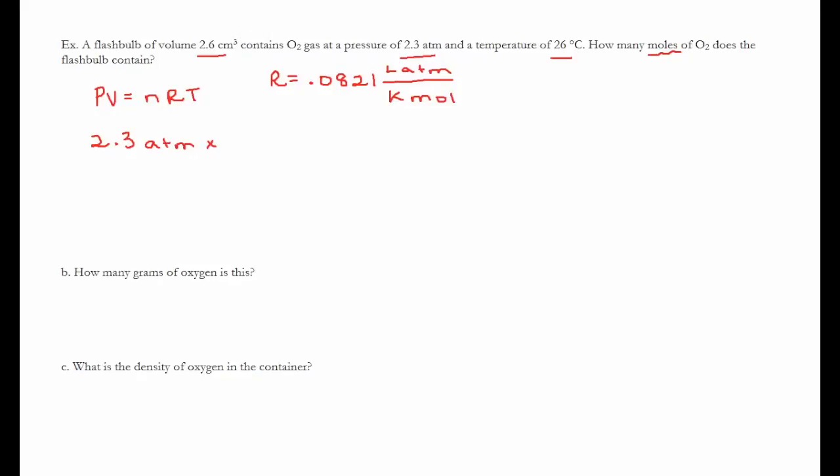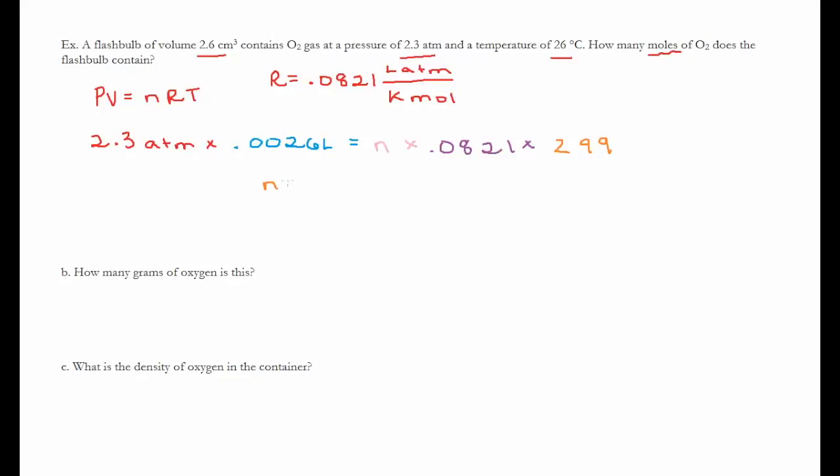Notice my volume must be in liters. So right now I have it in centimeters cubed, which is equivalent to milliliters. So I've got to divide that by 1,000 to get it into liters. So I have 0.0026 liters. And I'm going to set that equal to, well, I'm solving for my number of moles, so n, times my R, which is given to me, 0.0821, and then times my temperature. So my temperature right now is in Celsius. I need to convert that into Kelvin, and when I do that, I get 299 Kelvin.